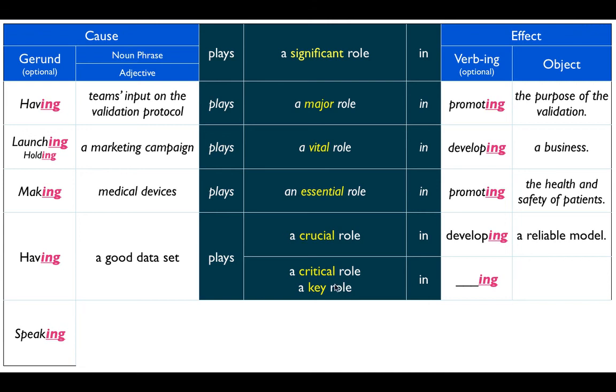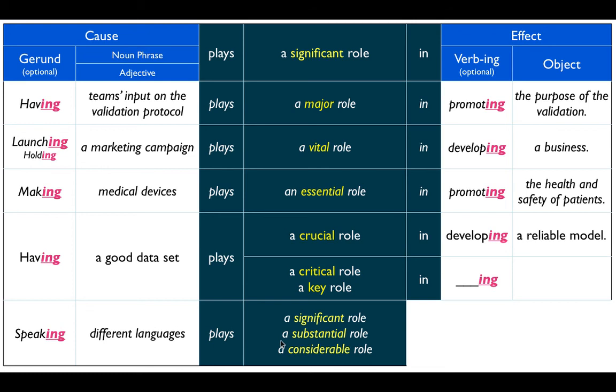Okay. Don't forget, key is also another word that means important, and so a key factor that we saw earlier can also be a key role. Okay, but don't forget, it's play a role. Okay. And speaking different languages plays a significant role, a substantial role, and a considerable role. Again, these words in terms of pronunciation: significant, substantial, and considerable. So don't say significant, substantial, considerable. Don't do that, because it reduces the value.